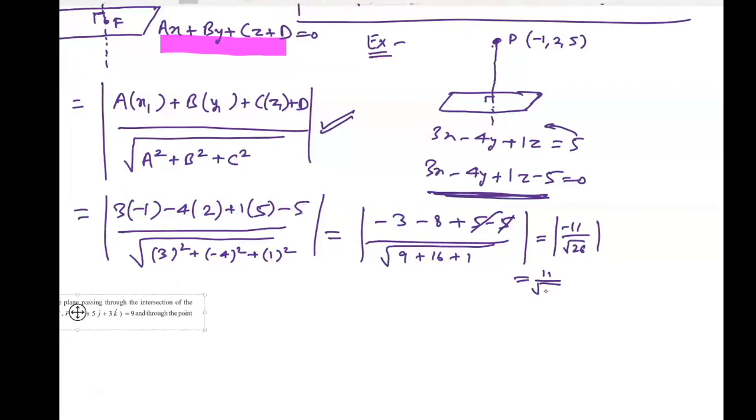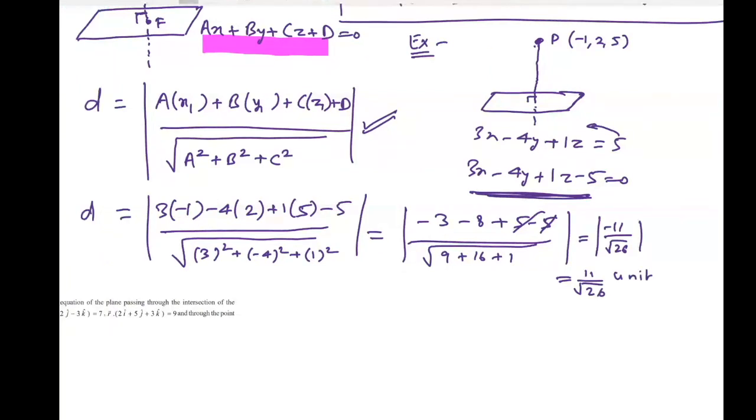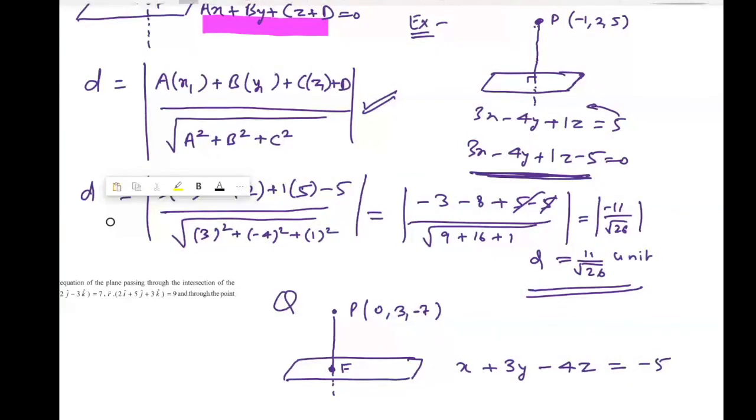We have to write the unit also, because this is the distance of a point from a plane. So the answer is 11 by root 26 units. Please do this question.